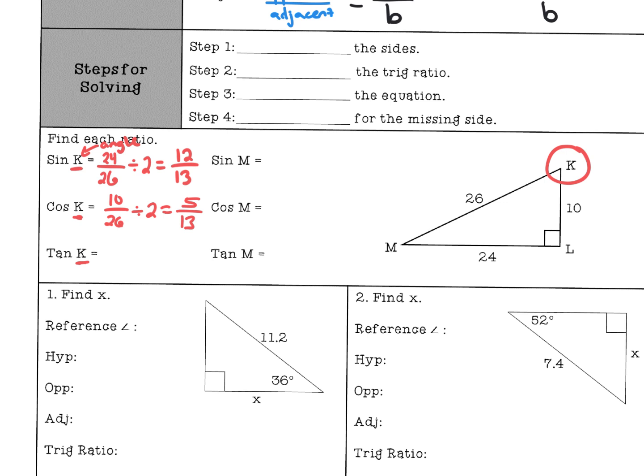What about tangent of K? What's tangent's ratio? Opposite over adjacent, which is 24 over 10. What can I divide both of those by? 2, to get 12 over 5. And you can leave these as improper fractions.